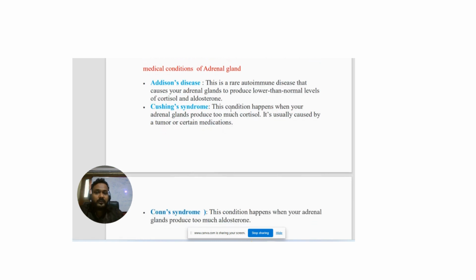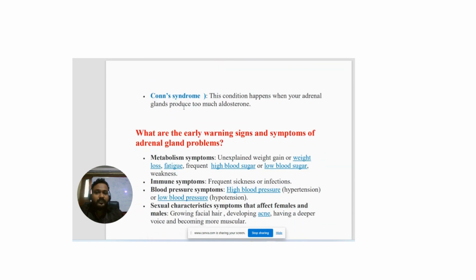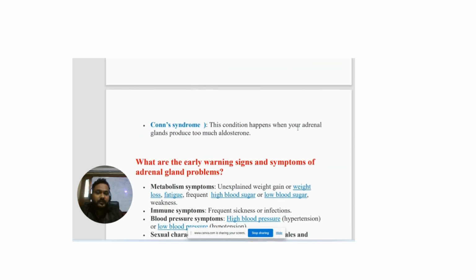Cushing syndrome. This is a condition that happens when your adrenal gland produces too much cortisol, and it's usually caused by a tumor or certain medications. Conn syndrome. This condition happens when your adrenal gland produces too much aldosterone.